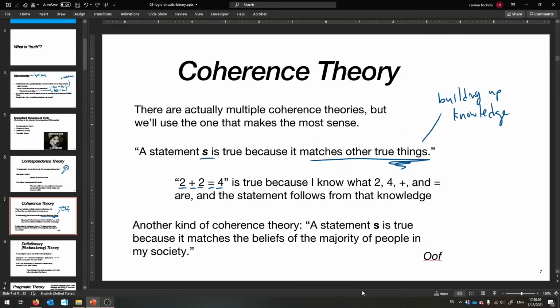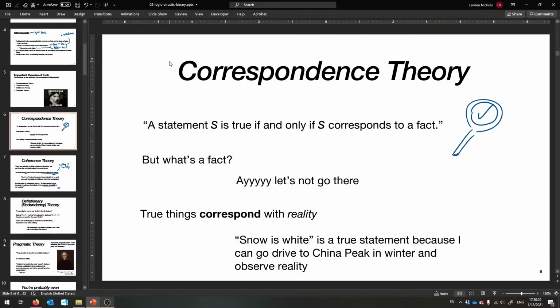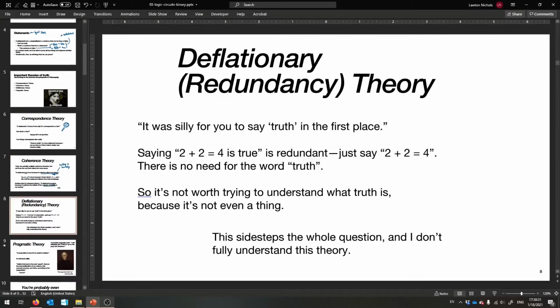It's like, okay, we'll define that S is true because it matches the beliefs of the majority of people in my society. And I think we could see very easily that that is a huge issue, or it could potentially be one. Okay, so that is coherence theory of truth. That's another definition of truth. There doesn't have to be just one. Maybe you use coherence theory for some things and correspondence theory for other things. And there are more than just the 4 that I'm talking about, of course, as well.